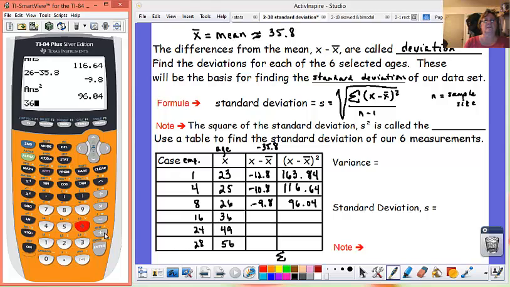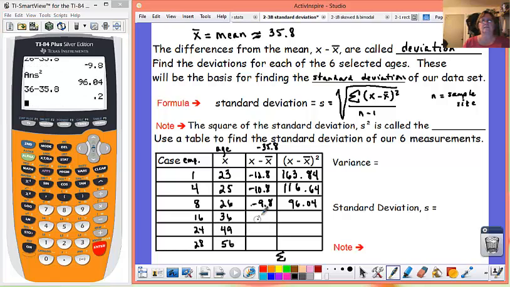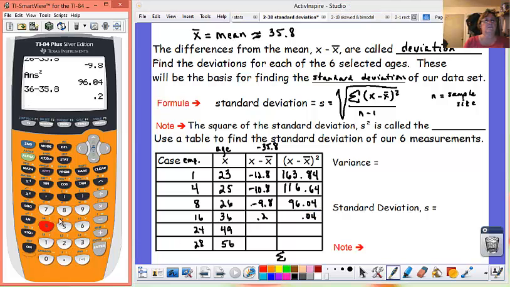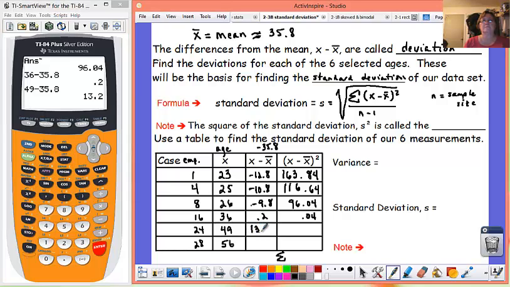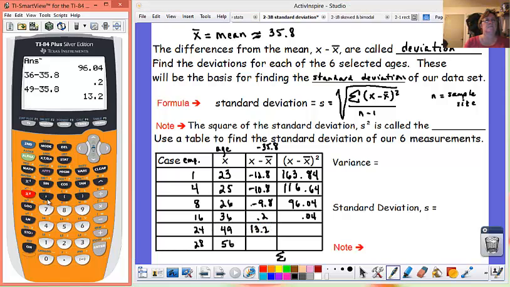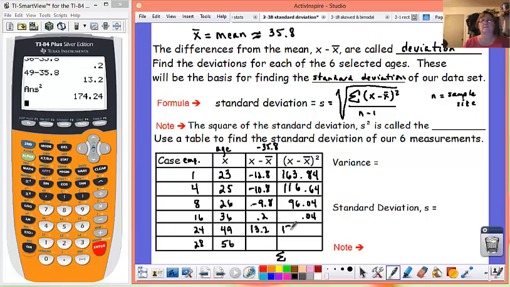36. Finally, we're going to get somebody above the mean, only by 2/10. Squaring that, 0.04. 49 minus the mean is 13.2, and that needs to be squared: 174.24.